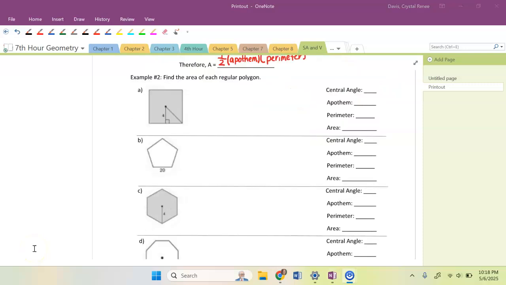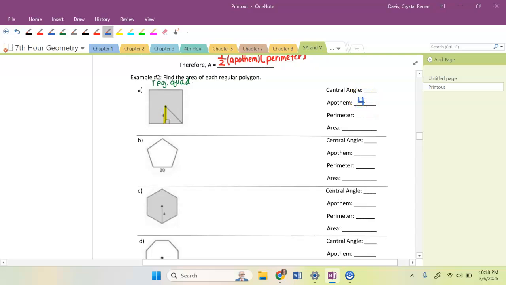Okay, so let's look at example 2a. Here we have a square, but we're going to check this area a different way. We're going to call this a regular quadrilateral, and therefore we're going to find it using 1/2 apothem times the perimeter, because that's what we're practicing right now. Notice this right here is given, and this is the apothem. So my apothem is 4.